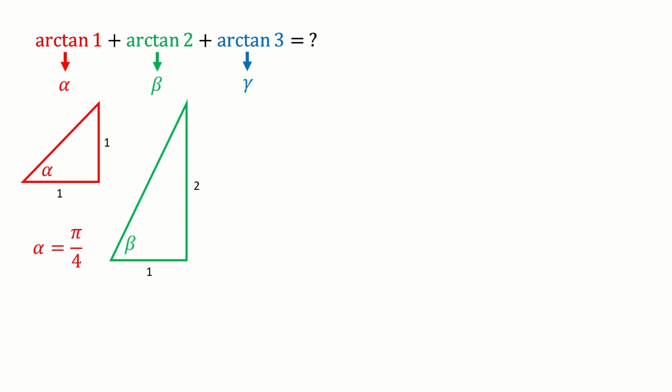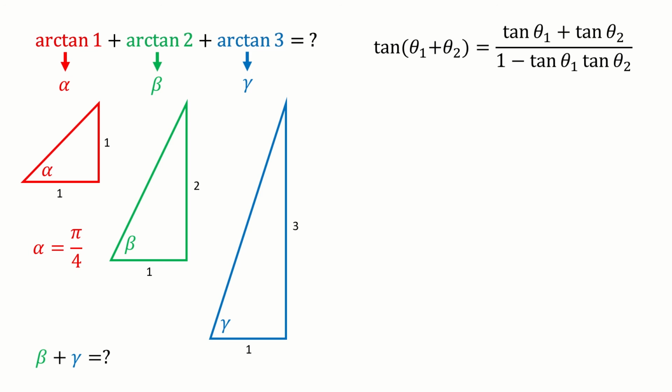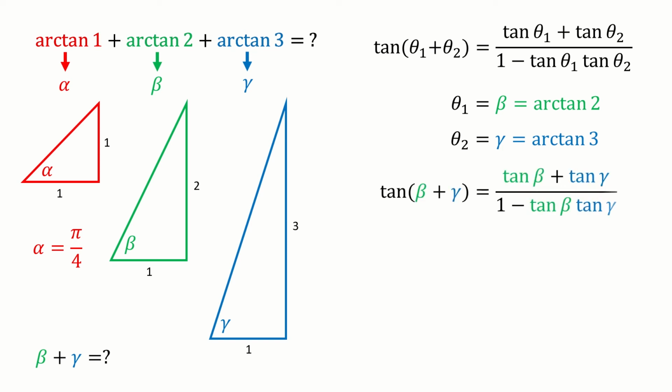Then we let gamma equal arctangent 3. Again, we draw a right angle triangle colored in blue. The opposite side equals 3, and the adjacent side is 1. But here we are more interested in the sum of beta and gamma. We use this formula to solve the tangent value for the sum of two angles. Here we let theta 1 equal beta, which is arctangent 2, and theta 2 equal gamma, which is arctangent 3. Then we plug them into this equation.